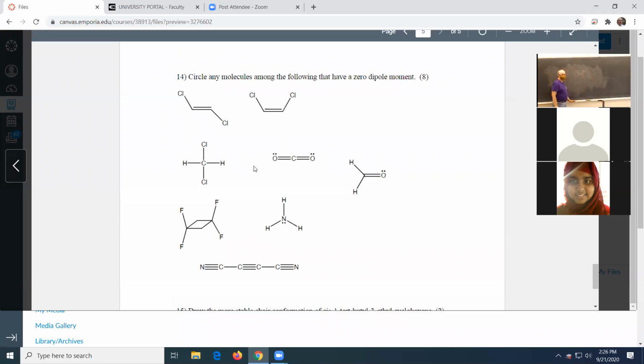Okay, what about this one? No. Okay, these don't cancel each other out. And then dichloromethane. Okay, this actually has a tetrahedral geometry. So this one does have a dipole moment, non-zero dipole moment.